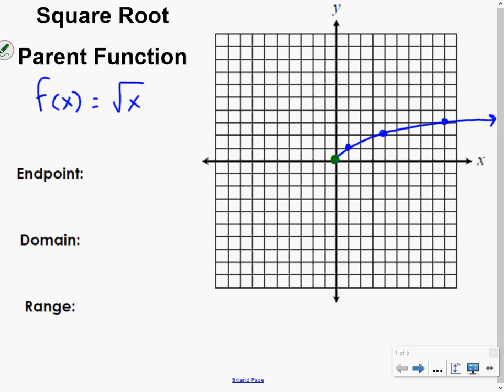The only thing that will move this, what we call end point, are horizontal or vertical translations, which we'll talk about. So the end point for the parent function is going to be located at 0, 0. Because of that, the domain is strictly all of the x values greater than or equal to 0. And the range would be all y values greater than or equal to 0. So kind of a weird one.